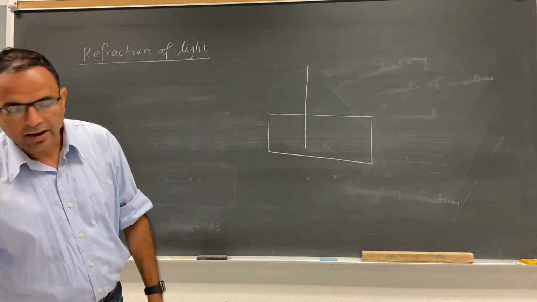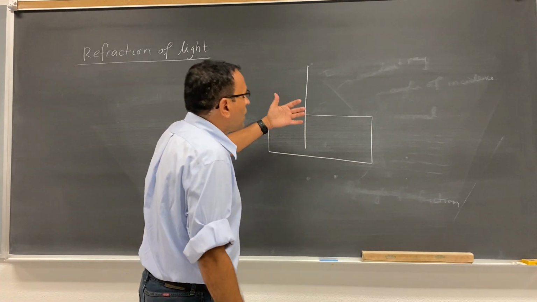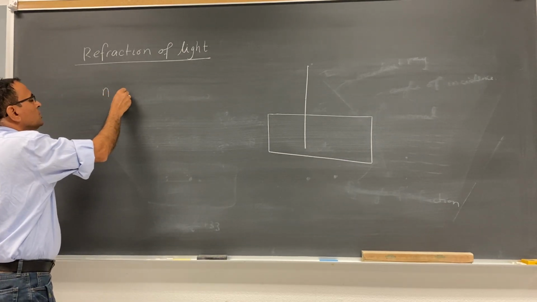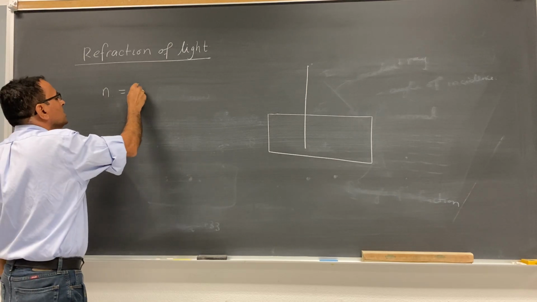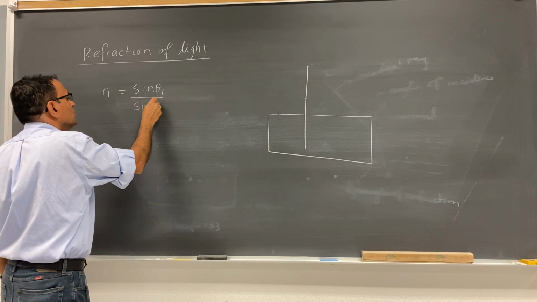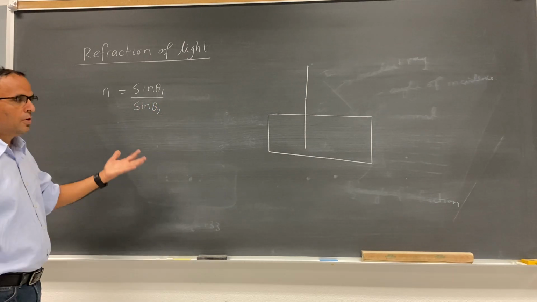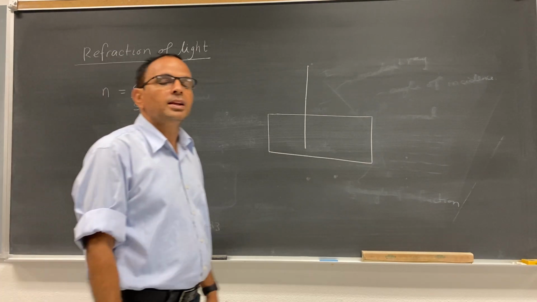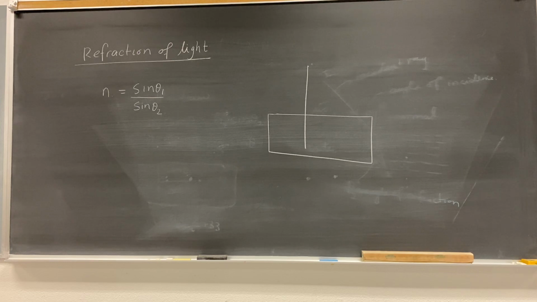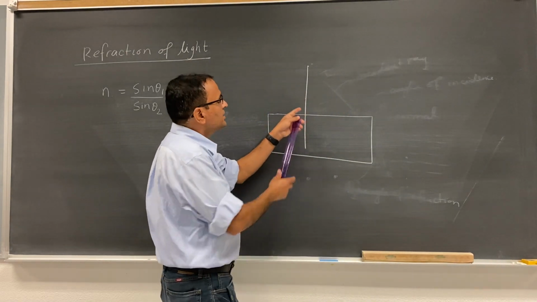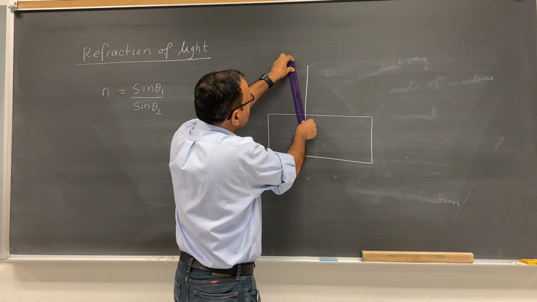And then, what is our formula? The index of refraction n, in this case the index of refraction of glass, is sine theta 1 divided by sine theta 2. This is the formula. Sine theta 1 is the angle of incidence, theta 2 is the angle of refraction. Here, make an angle of incidence of 10 degrees. Start from 10 degrees right here.